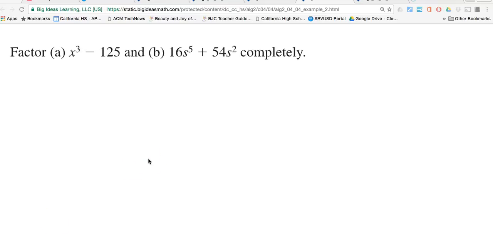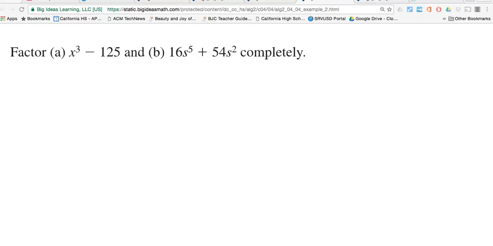So here's example 2 where we're going to be looking at some of our special pattern binomials to factor. Now, if you haven't already watched the 4.4 special patterns video, you're going to want to go back and review that. These are two binomials that fit those patterns, the difference of cubes and sum of cubes.